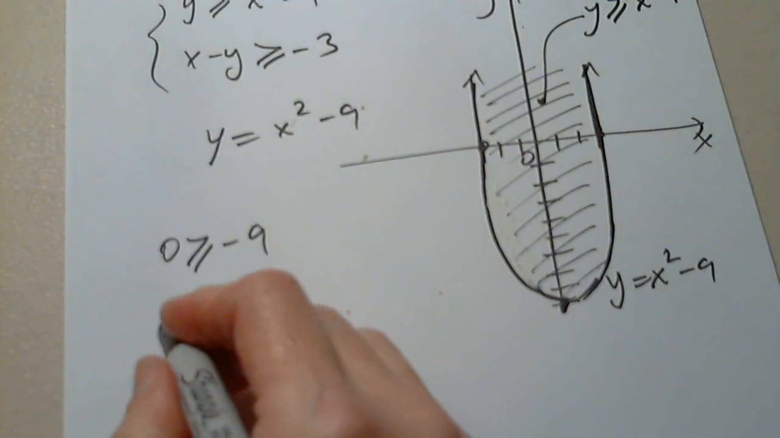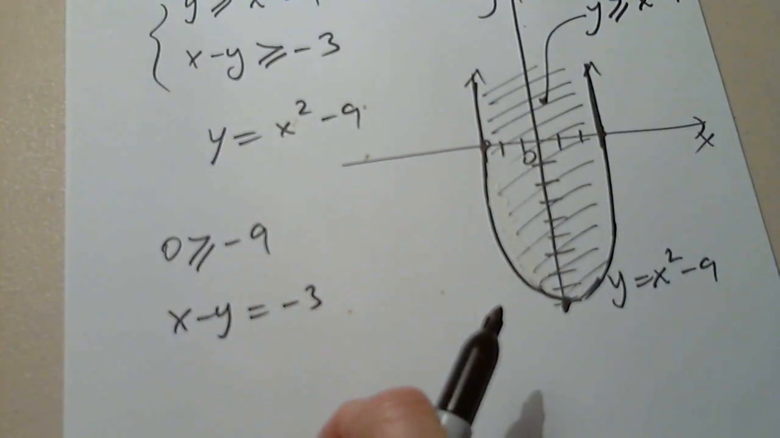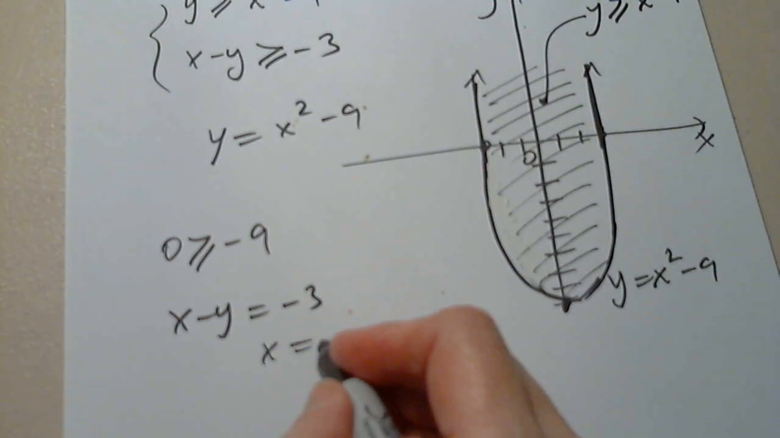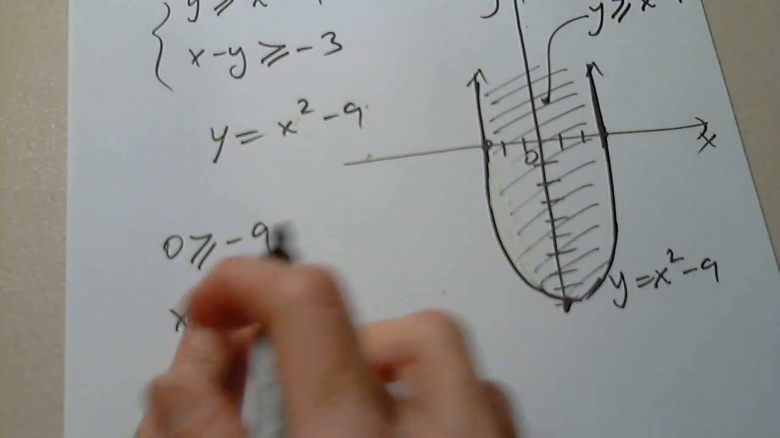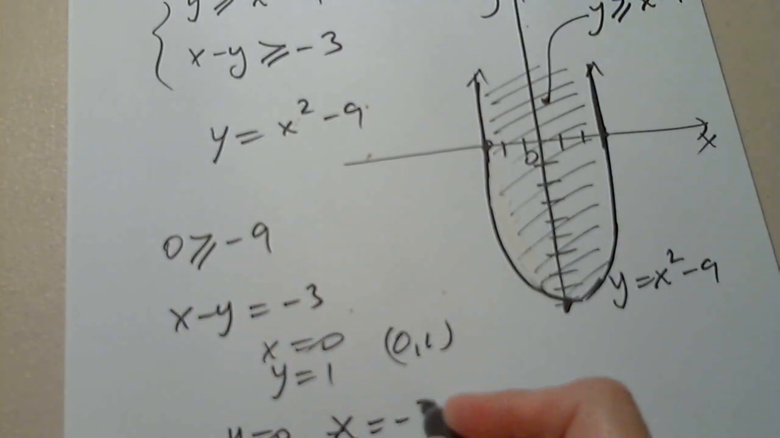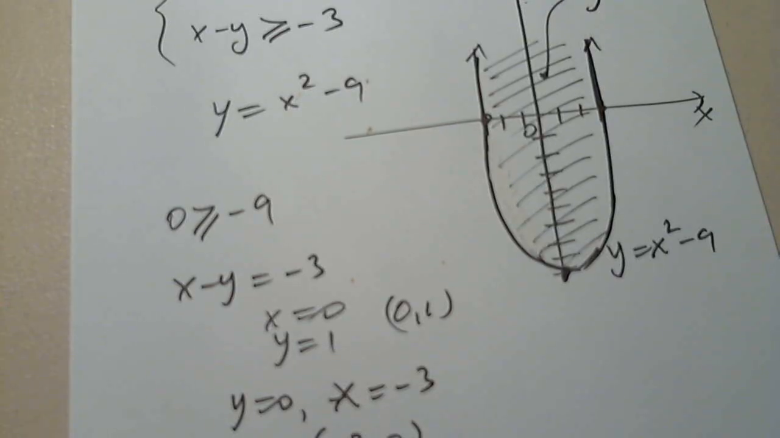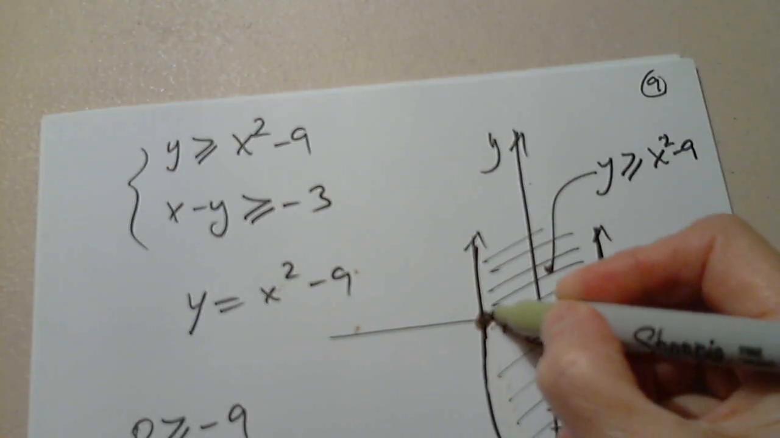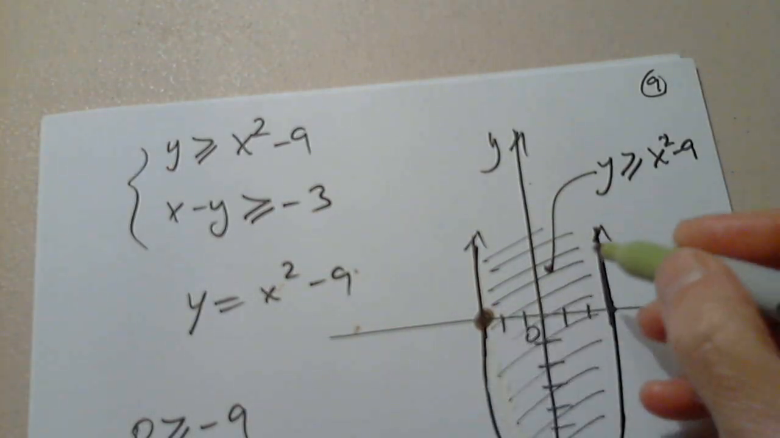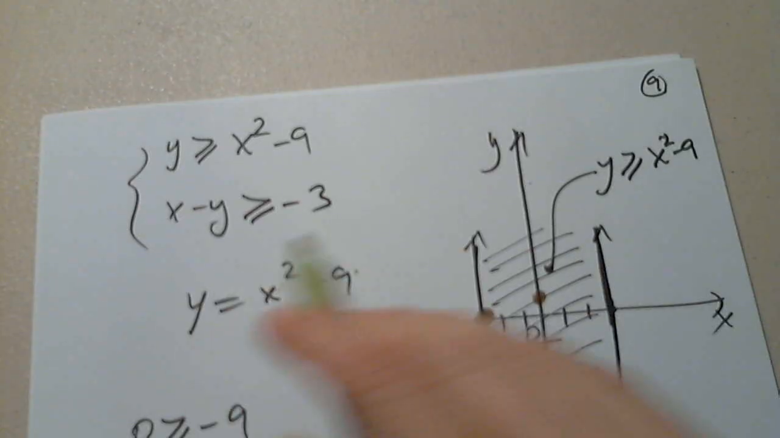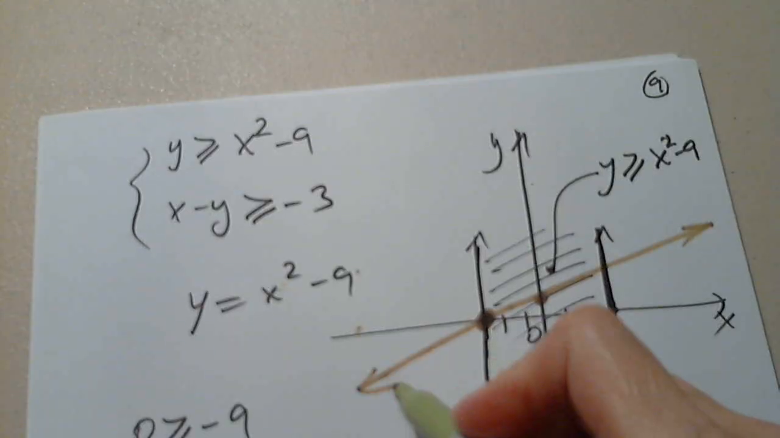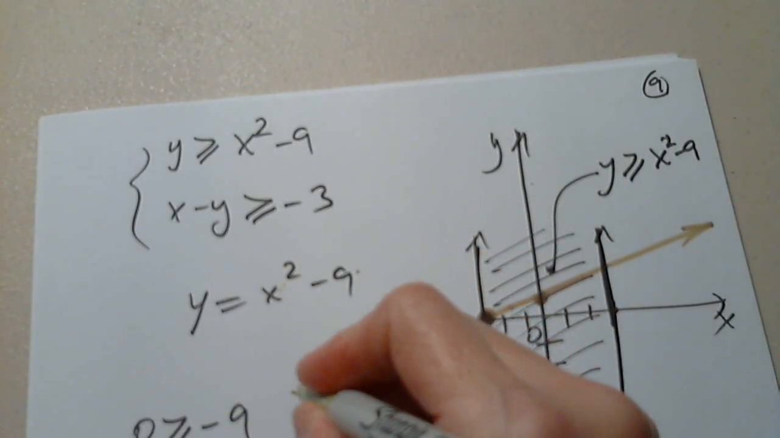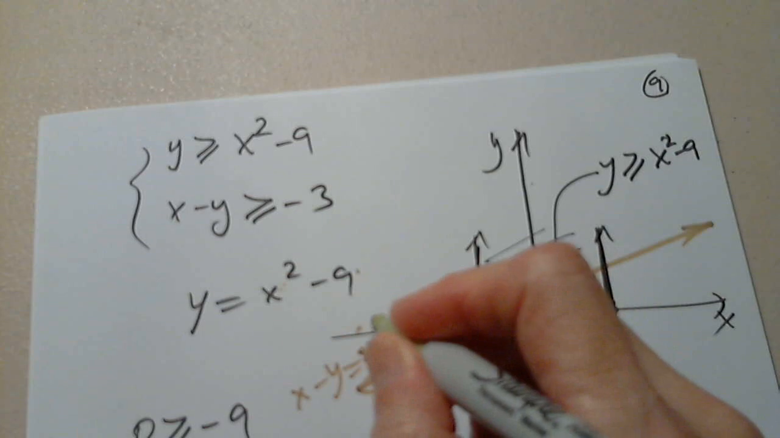Now I look at the second equation. When x is 0, y is 1. 0, 1. When y is 0, x is negative 3. So negative 3, 0. So I graph negative 3, 0, and 0, 1. Solid, yes. So y minus x equals, oops, negative 3.